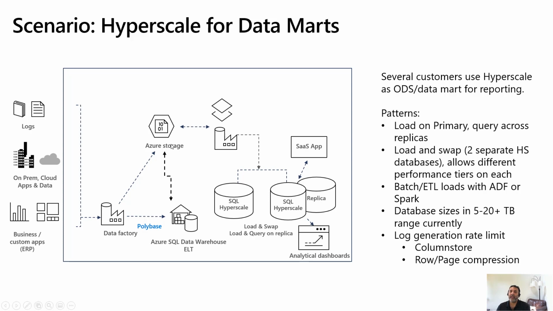There are scenarios of a hub and spoke type model where all the data lands in the Azure Data Warehouse, as well as client specific data or subsets of data land into different marts. And then applications connect to the SQL marts, whether they are SaaS providers exposing a mart per client or SaaS apps interacting with these, such as dashboards and such. Some of the patterns are load on primary, query across replicas, or load and swap if you have the truncate and load scenarios. And databases are in the 5 to 20 terabyte range.